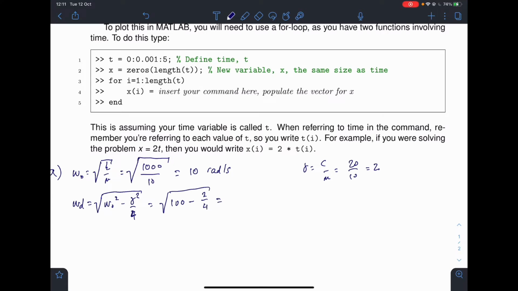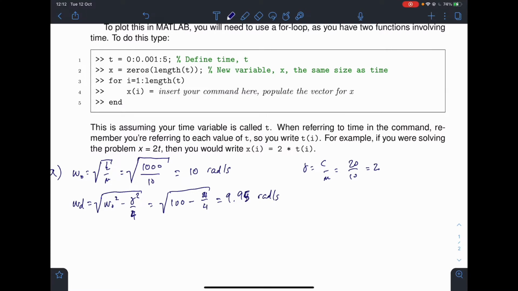If we do that sum, two squared is 4, sorry. So that's 99, root 99, which is 9.95.